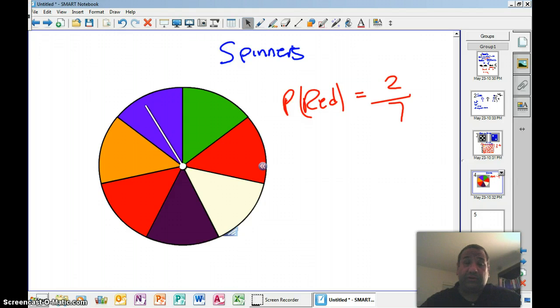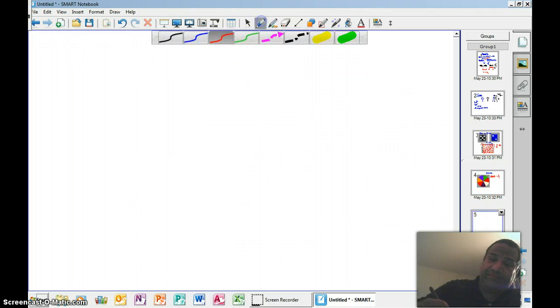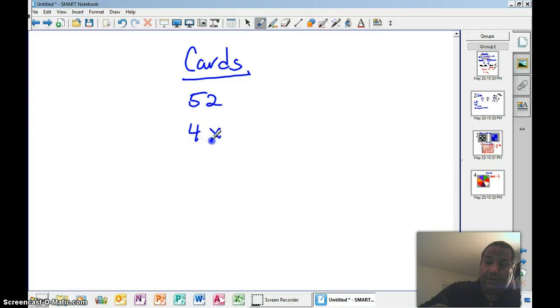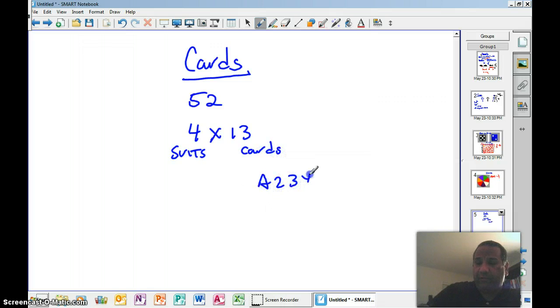Cards, okay, cards, especially your deck of cards. I don't think they do that on standardized testing anymore because they don't think everybody has enough experience with cards. So that's why I didn't show you any. But just here, I'll write you some facts about a standard deck of cards. There's 52 of them. There's 4 suits of 13 cards. Okay, 4 suits. There's 13 cards each. And the cards range from ace, 2, 3, 4, 5, 6, 7, 8, 9, 10, jack, queen, king.